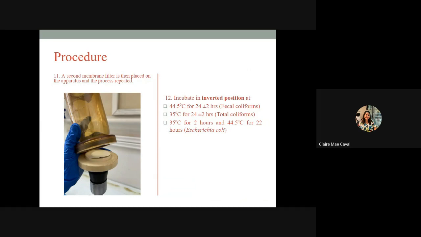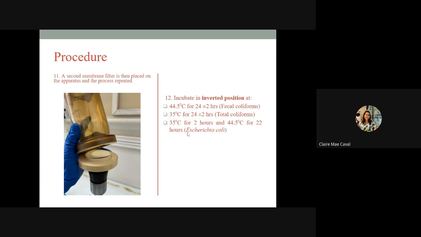Then incubate in inverted position at these temperatures. For fecal coliforms, 44.5 degrees Celsius for 24 plus minus 2 hours. And for total coliforms, that's 35 degrees Celsius for 24 plus minus 2 hours. For E. coli, there are two temperatures: 35 degrees Celsius for 2 hours. This is to rejuvenate stressed bacteria. And then, continue at 44.5 degrees Celsius for 22 hours.